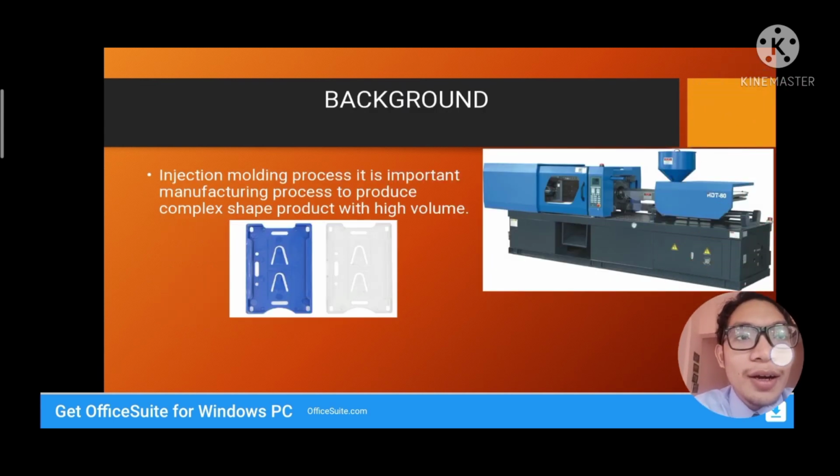For the background, injection molding is an important manufacturing process to produce complex-shaped products in high volume. As you can see, this is the injection molding machine, and the product for my project is a card holder.